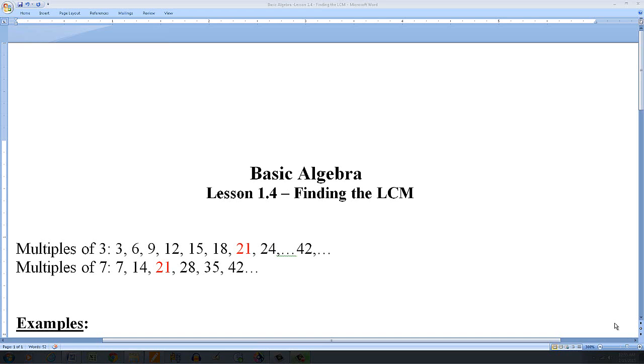Okay, I'm back with another video on basic algebra. Today we're going to look at how to find the LCM, or the least common multiple. So let's start off to get an idea of what this is.